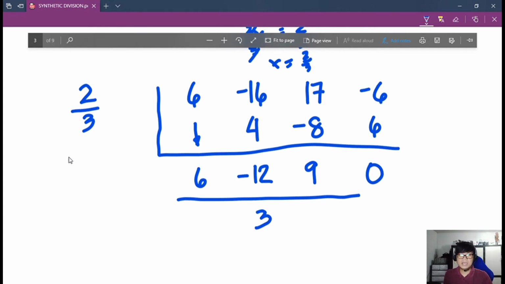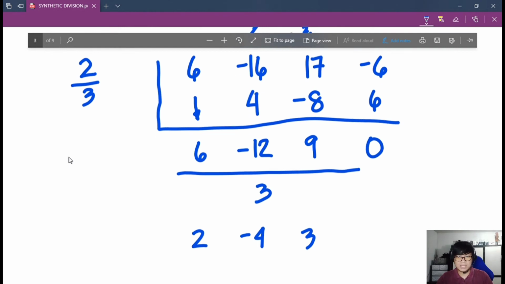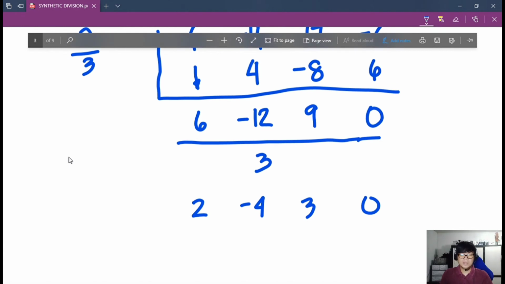So ang mangyayari dyan, that is 6 divided by 3 is 2. Negative 12 divided by 3, that's negative 4. And 9 divided by 3 is 3. So ito yung magiging quotient natin. So 0 divided by 3 is 0.